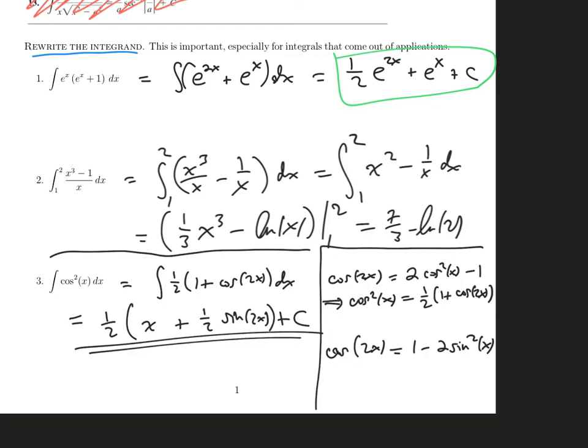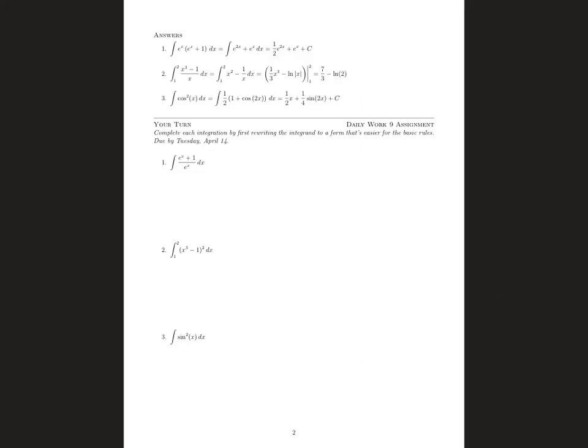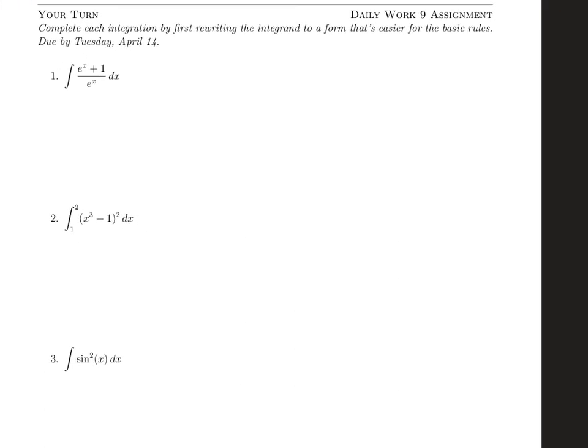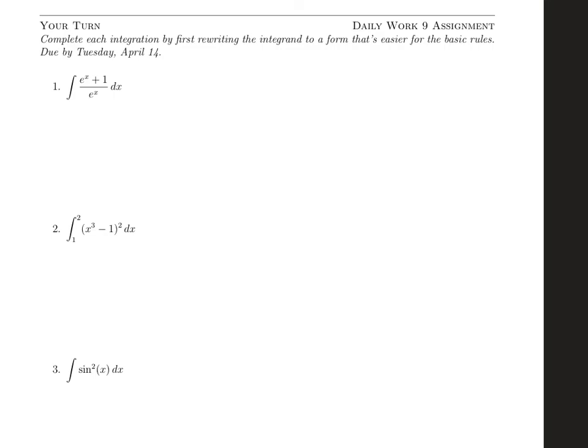So your assignment, you'll see on the second page of this. First of all, I have the answers to the 3 problems that I just did written up there. But then we have something called Daily Work 9. Friday will be day 9 of whatever we're calling this pandemic quarantine. And so here are 3 problems for you to try, where you distribute a division, you multiply something out, and you do a problem involving a sine squared, which would use the other identity that I showed you a minute ago.